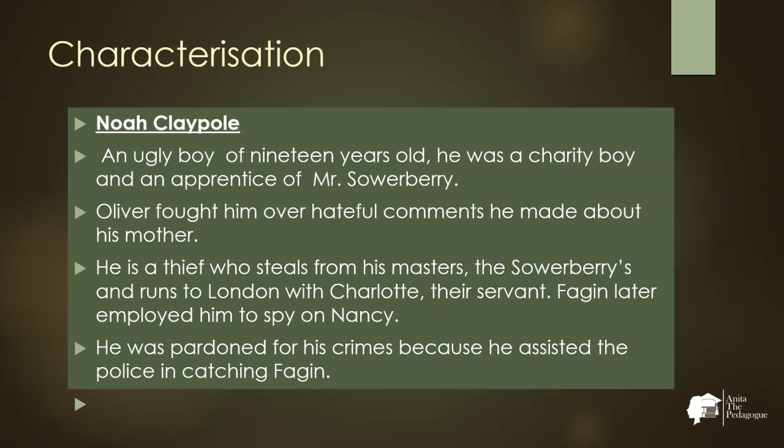Noah Claypole, an ugly boy of 19 years old, he was a charity boy and an apprentice of Mrs. Sawberry. Oliver fought him over hateful comments he made about his mother. He is a thief who steals from his masters, that is the Sawberrys, and he runs to London with Charlotte, their servant, after stealing from them. Fagin later employed him to spy on Nancy. At the end of the novel, he was pardoned for his crimes because he assisted the police in catching Fagin.